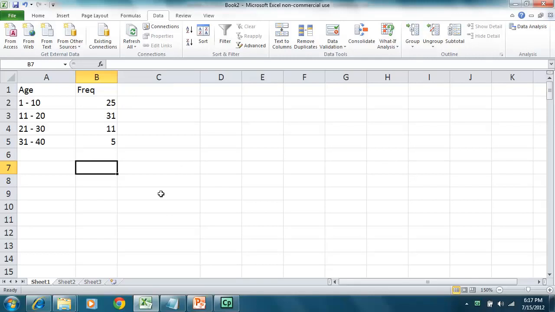Okay, let's take a look at finding the mean of this frequency distribution. Now, it's just being approximate because we don't know the original data. For this first class, 1 through 10, we know there's 25 in there somewhere, but we don't know how many 1-year-olds there are. We don't know how many 10-year-olds there are. 25 of them might be 1-year-olds. So this is just an approximation.